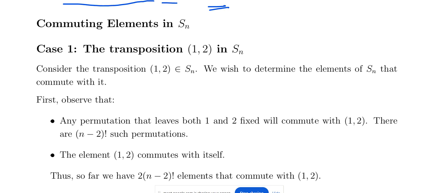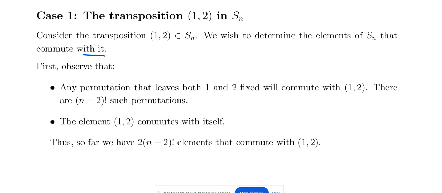இங்கே வந்து transposition (1 2) in Sn, they consider the transposition (1 2) in Sn. Determine the elements of Sn that commute with it. So any permutation that leaves both 1 and 2 fixed will commute with (1 2). That is, there are (n minus 2) factorial such permutations. The element (1 2) commutes with itself. So we have 2 times (n minus 2) factorial elements that commute with (1 2).